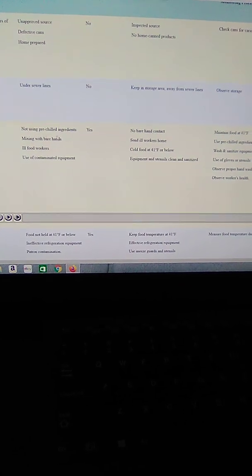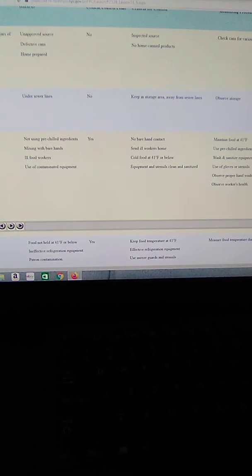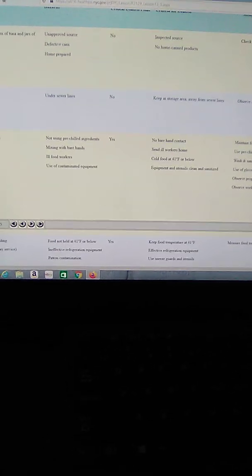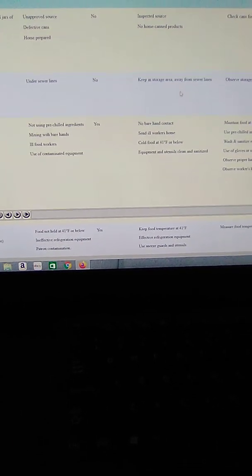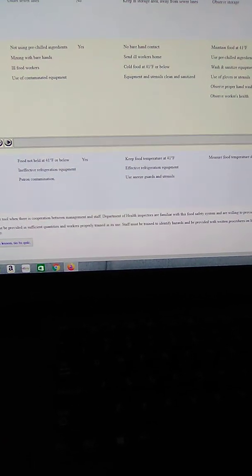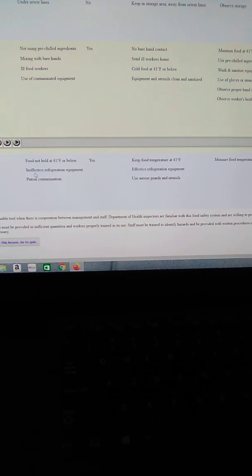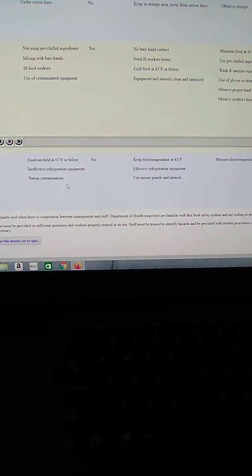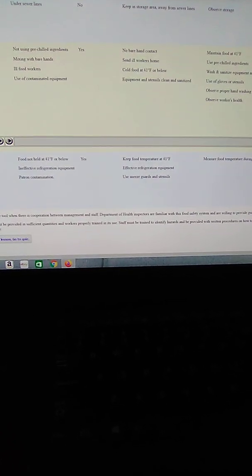Storage and preparation. All right, everything that happens while you're handling it and in each stage while you have it, how it should be handled. Cold handling, food not held at 41 or below, ineffective refrigeration, cushion, patron contamination. All right, you write those things down on your chart.